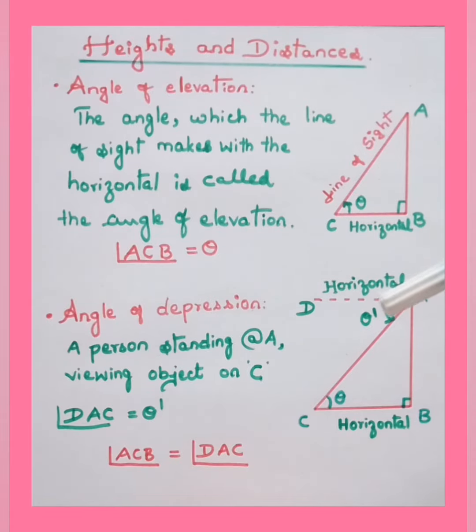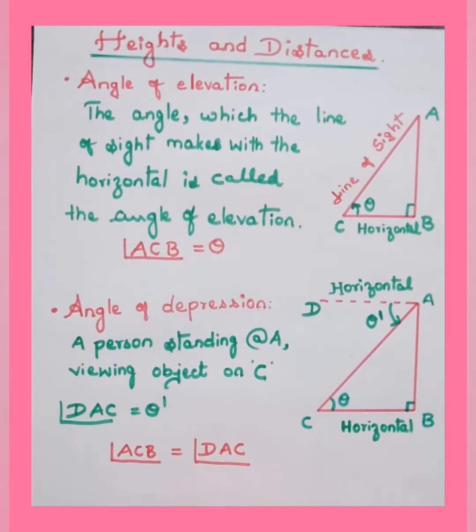Okay, and you can observe here in this Z form alternate angles, right? And angle of elevation is equal to angle of depression. So in this diagram, the angle of elevation of point A as seen from point C is equal to the angle of depression of point C as seen from point A. Therefore, we take angle DAC is equal to angle ACB. Okay. Now let's move to the problems.